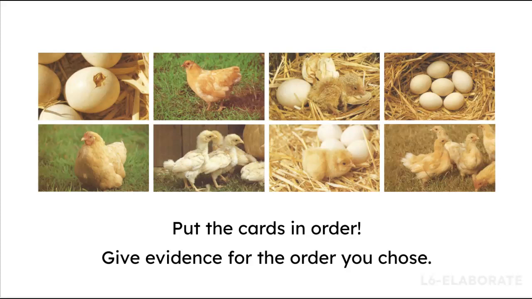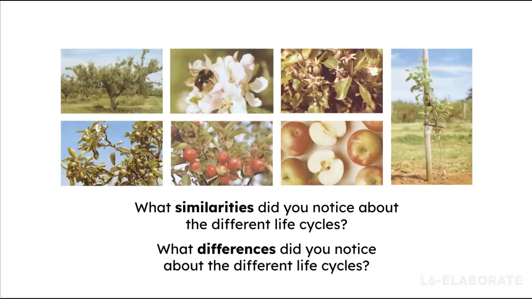For the Elaborate portion, you'll put the class into 5 groups. You'll give each group a set of life sequence cards. You'll have them put the cards in order. You'll ask students about the similarities and differences they see in the cards. You'll use chart paper to create a Venn diagram with 2 card sets.